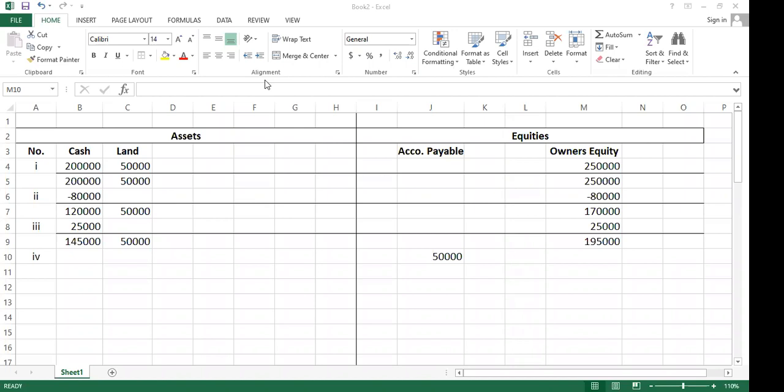And add the 50,000 for accounts payable and minus from the owner's equity 50,000. මොකද වගකීම් හැම වෙලේම ඕන දැරිය යුතු නිසා ඕනගෙන් 50,000 අඩු කරනවා.